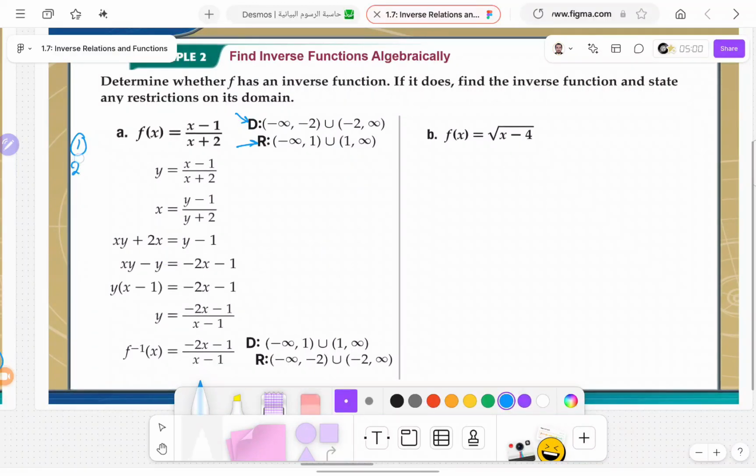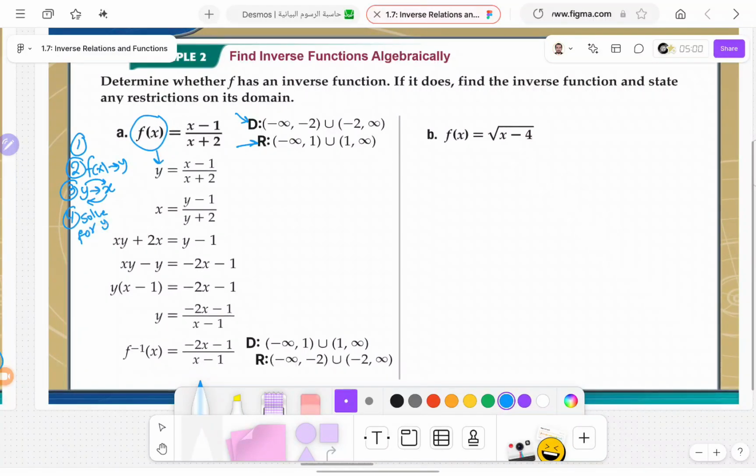Step 2, switch f of x with what? With y. So now I switch f of x and I write y, with the same function. Step 3, if you remember, switch y and x. So anything y should be x and anything x should be y. Now as you can see, I have x here, and x here, so I have to replace them with y, and this one is y, so I have to write it as x. So switch between y's and x's. Then step 4, solve for y.